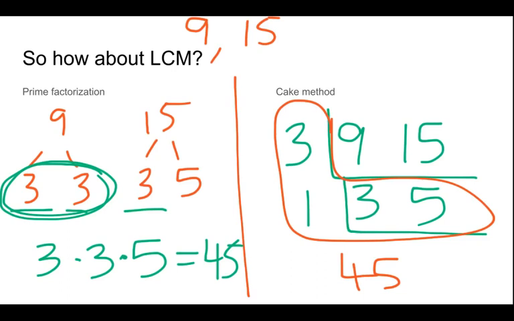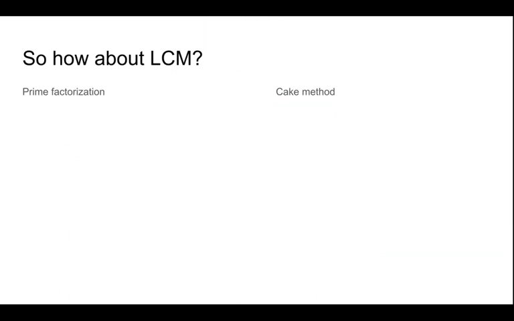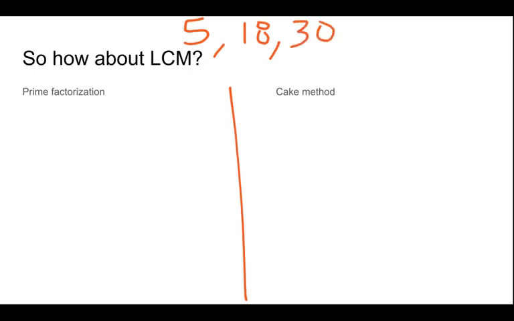And just like with GCF, you can have 3 numbers. It just gets a little bit more complicated with LCM. So let's do 5, 18, and 30. And let's find the LCM of these guys.